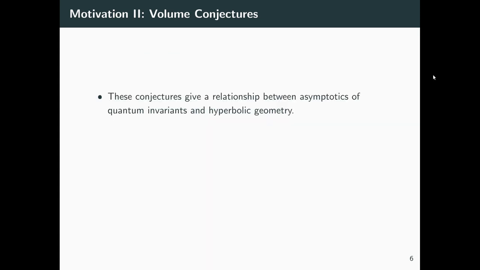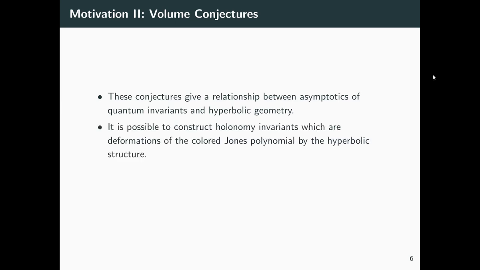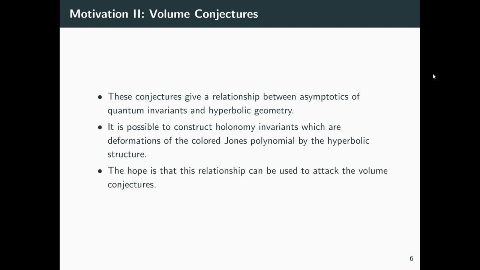Anyway, the connection is that these conjectures are a relationship between the asymptotics of quantum invariants and hyperbolic geometry. So the idea is that we can construct a holonomy invariant that's something like a deformation of the colored Jones polynomial by the hyperbolic structure. You could maybe say something about these conjectures. Maybe there's some kind of path through that intermediate construction to prove conjectures like this. Again, I'm not saying this is going to happen immediately, but that's one reason why you'd want to do holonomy invariants.